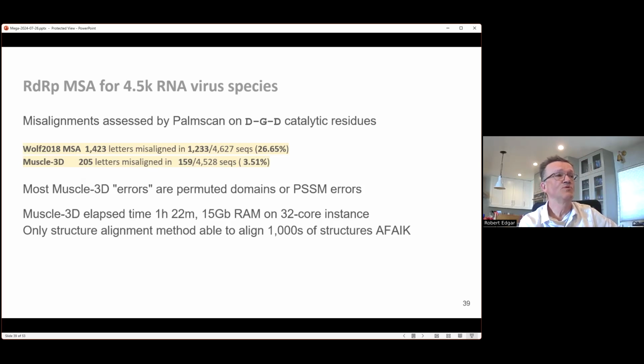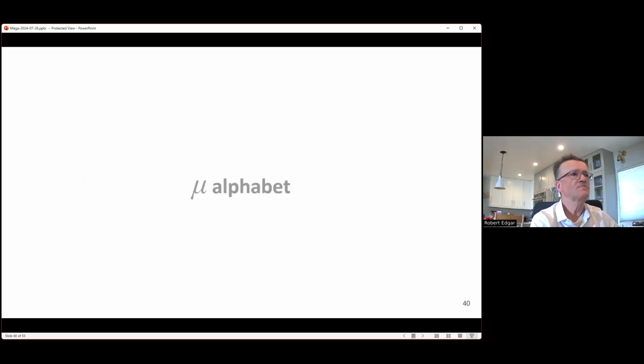And with the Muscle alignment now, we're getting down to where it's hard to find any remaining errors. And again, it's very scalable. This alignment didn't take much more than an hour on a 32 core machine. And as far as I know, it's the only structure alignment method which can align thousands of structures. And I believe this should scale to at least tens of thousands, but exactly where that limit is something we're continuing to work on.